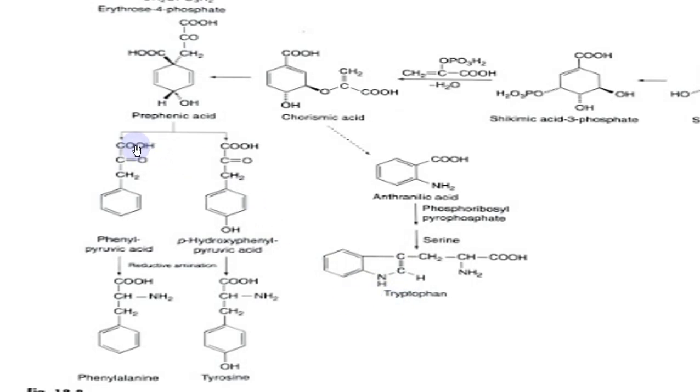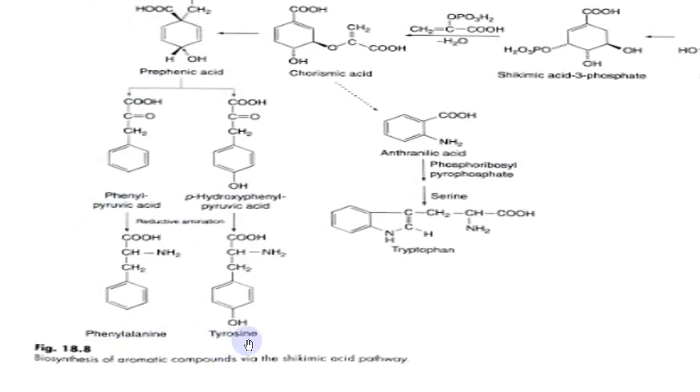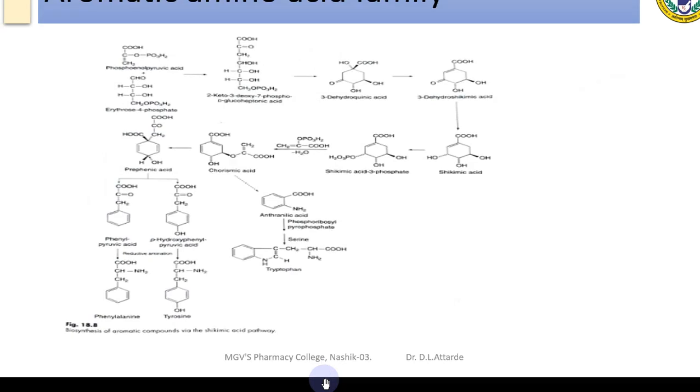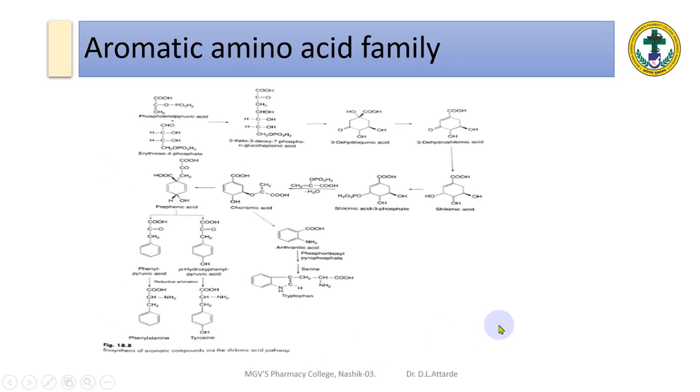Or here you can see it may give rise to phenylpyruvic acid or para-hydroxyphenylpyruvic acid. You can see the hydroxyl group at para position, and further this may give you phenylalanine, or it may give you tyrosine. So 3 amino acids are generated, which are the aromatic type. You can see this is a phenyl ring, and there are 3 carbons. So C6C3, this forms this type of aromatic amino acid, which forms from the shikimic acid pathway.